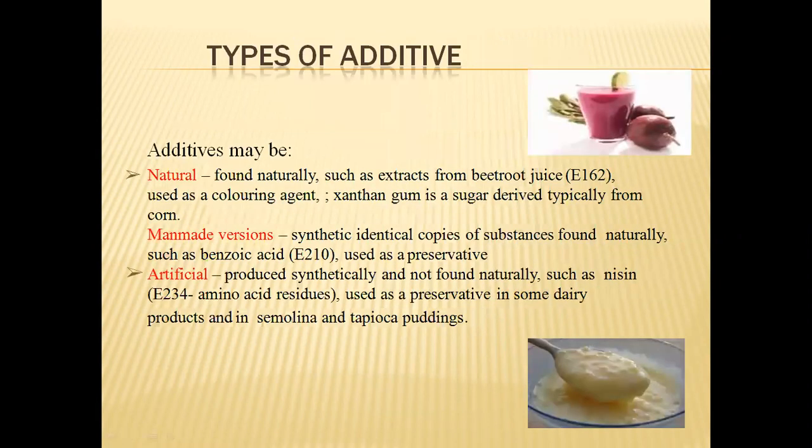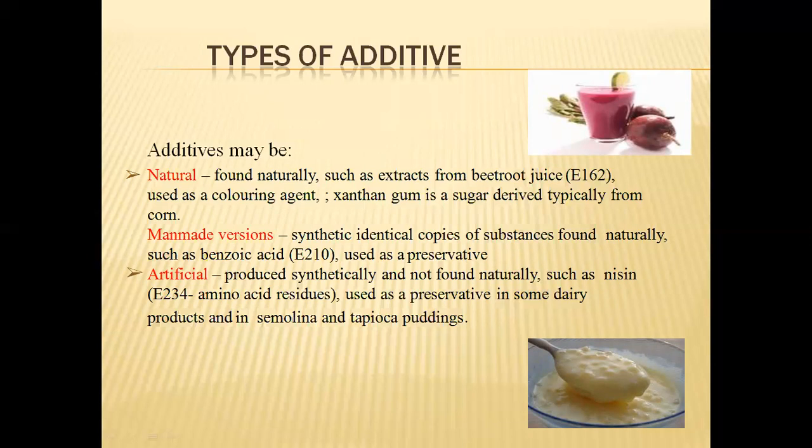Let's begin with the various types of food additives, or the classification of food additives. The first type is natural, found naturally, such as extract from beetroot juice E162, used as a coloring agent. Then xanthan gum is a sugar derived typically from corn. Then the man-made version, where synthetic identical copies of substances found naturally, such as benzoic acid E210, are used as a preservative.